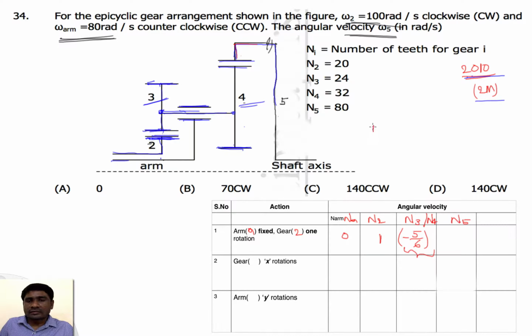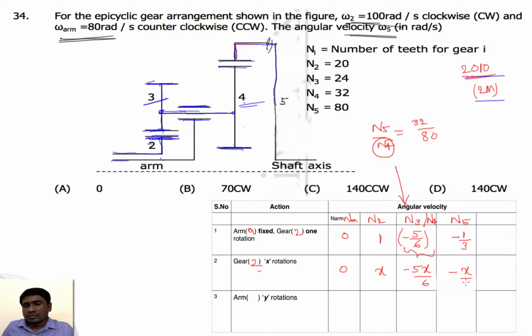If I write here, N5 by N4 equals internally engaged, so it's a positive value, T4 by T5, so 32 by 80. But N4 is a negative value from this one, so if I multiply, overall we get a negative value, and by simplification we will get minus 1 by 3 here. And here gear 2 is making x revolutions, then simply multiplication, and it becomes like this.